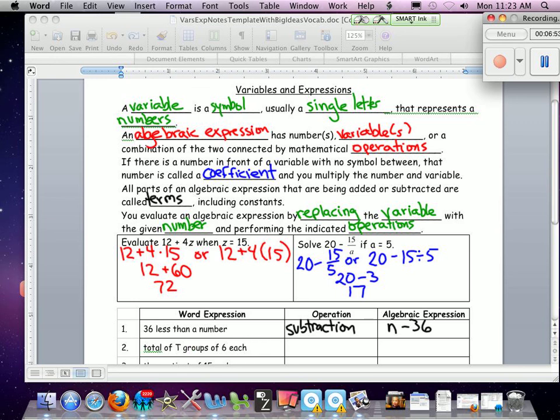Again, if you plug in real numbers, you might get a better grasp on what's going on. Well, what if I had a total of 3 groups of 6 each? I wanted to know the total of 3 groups of 6 each. That means I'm going to have 3 groups of 6, 6, another 6, another 6 is 18. That's going to be multiplication to get the answer. So multiplication, total of t groups of 6 each. So capital T, they wanted us to use times 6.